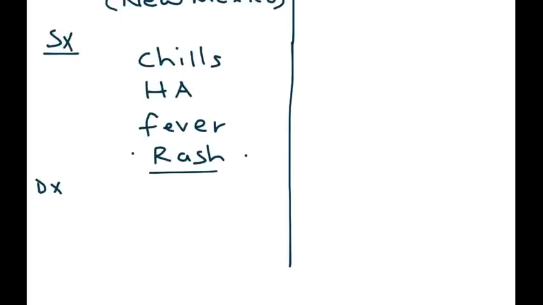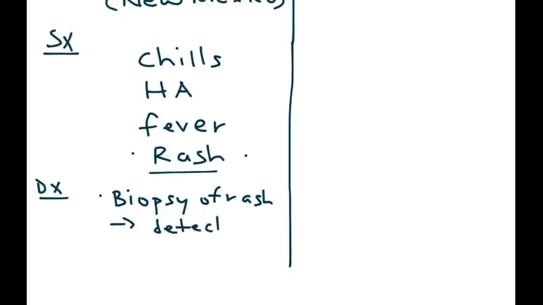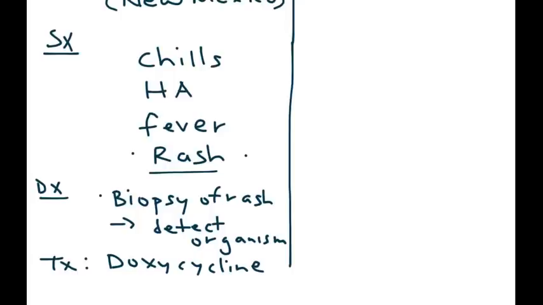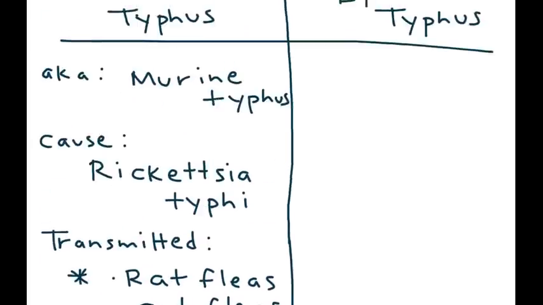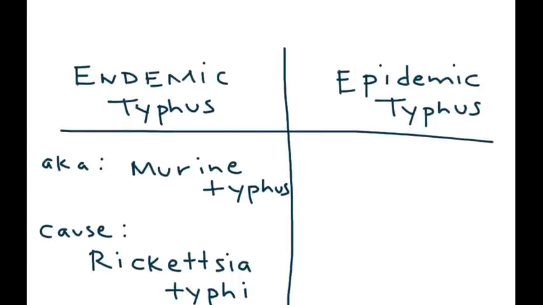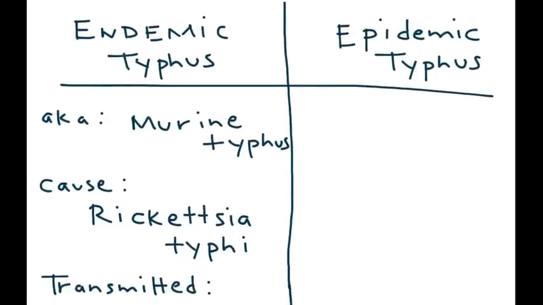In terms of diagnosis, you actually can do a biopsy of the rash, and that can help you detect the rickettsia organism. And in terms of treatment, it is treated with an antibiotic, most commonly doxycycline. So now let's go back and compare endemic typhus to epidemic typhus.